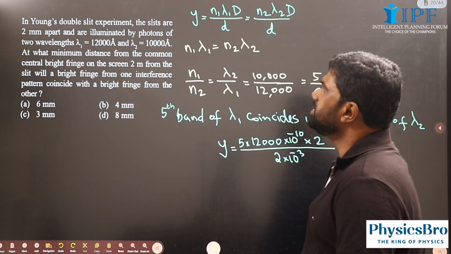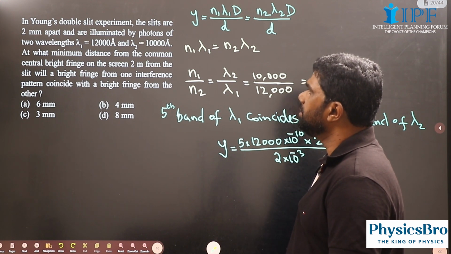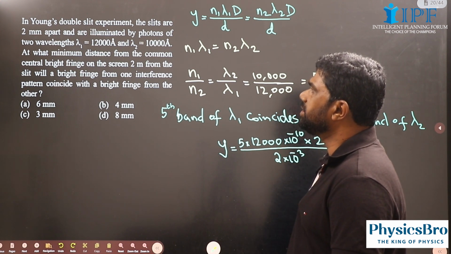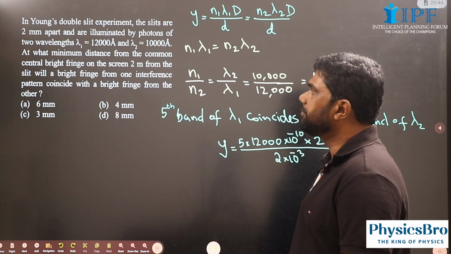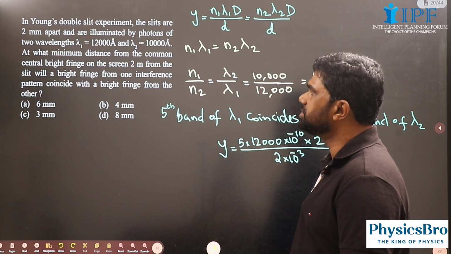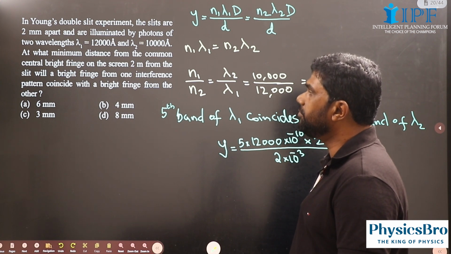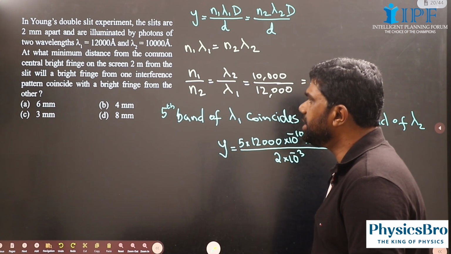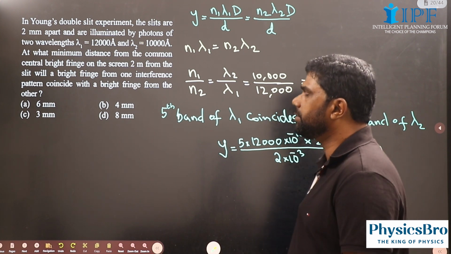In Young's double slit experiment, the slits are 2 mm apart and are illuminated by photons of wavelength 12,000 angstroms and 10,000 angstroms. At what distance from the common central bright fringe on the screen 2 meter away from the slit will a bright fringe from one interference pattern coincide with the bright fringe from the other?